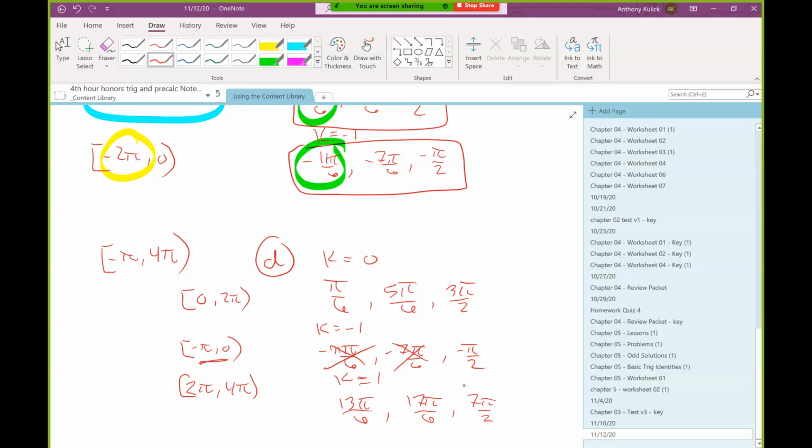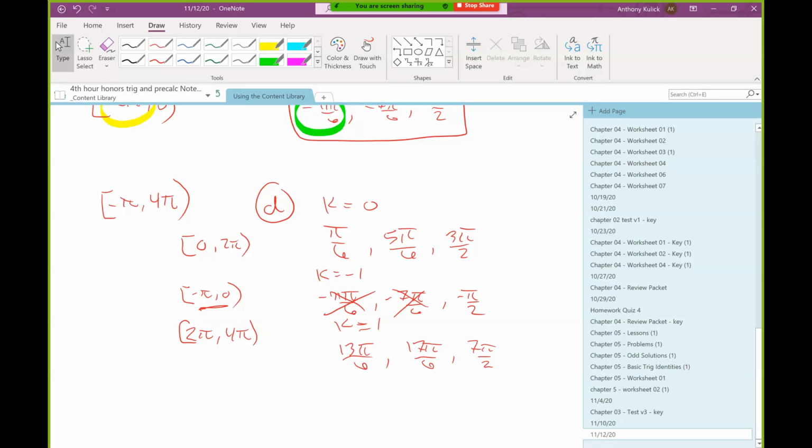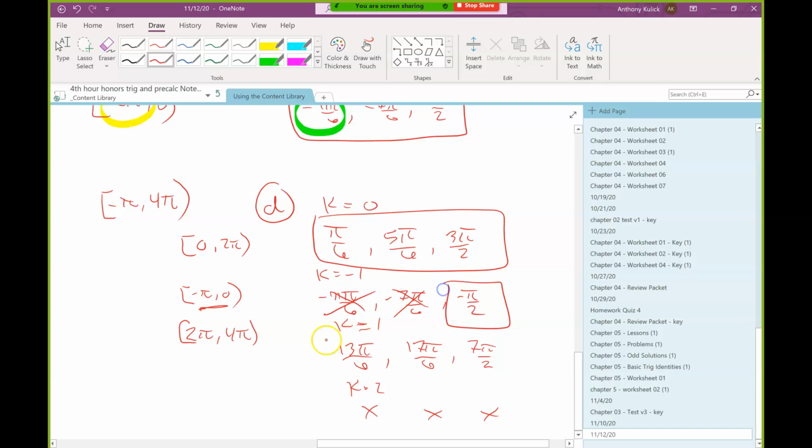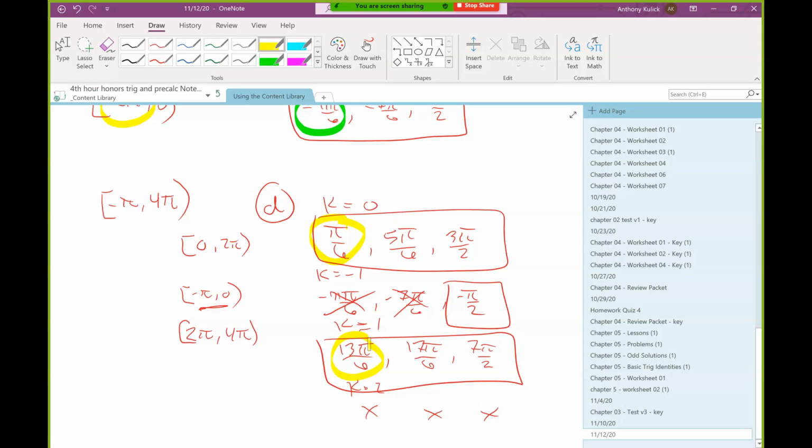So 13 pi over 6 is 2 and 1/6. So that's in the interval. 17 pi over 6 is what? Like 2 and 5/6. That's in the interval. 7 pi over 2 is 3.5. That's still in the interval. If I checked again at k equals 2, everything is going to be too big. So my answers are these three, this one, and these three. Delaney. I just took this answer and added 2 pi to it. Is that okay?